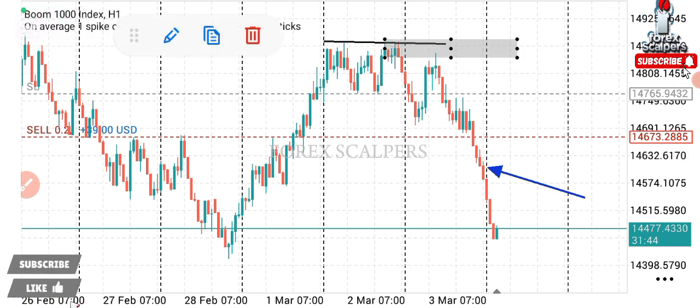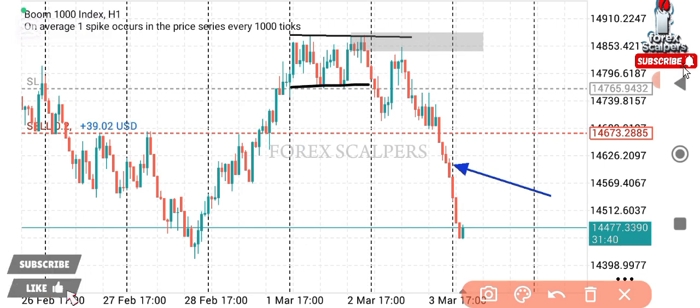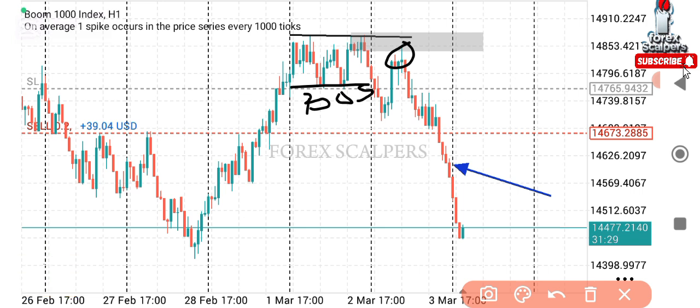We had it marked out. So you can see that sniper entry. So here was our break of structure, our BOS. Price returned, tapped into it, sniper entry, and then price split to the downside.